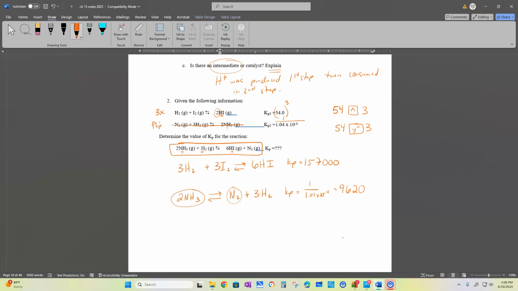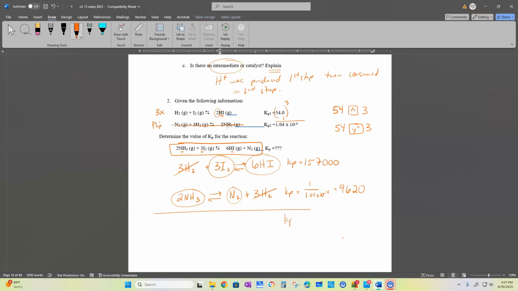Okay. So let's see what we have. I have my 2 ammonias. I have my 1 nitrogen. I have my 3 iodines. And I have my 6 HIs. Okay. So 3H2, and I have 3H2 on the product side. Well, that looks like a catalyst right there. So coming together, then I get that mechanism right there.